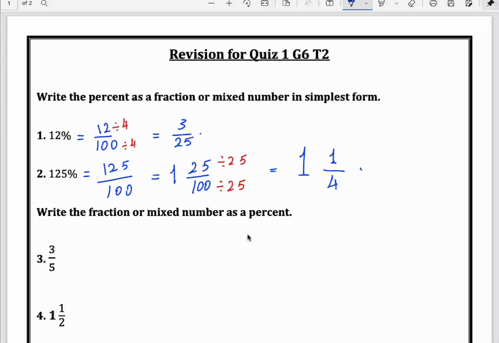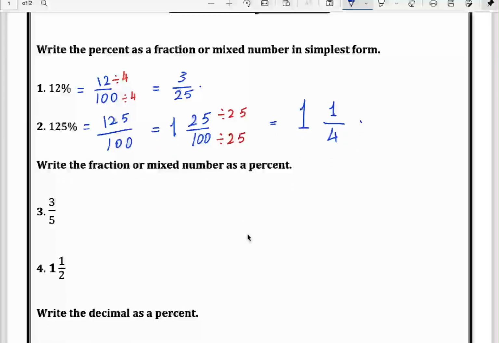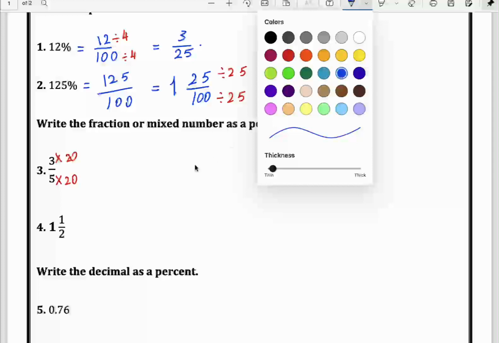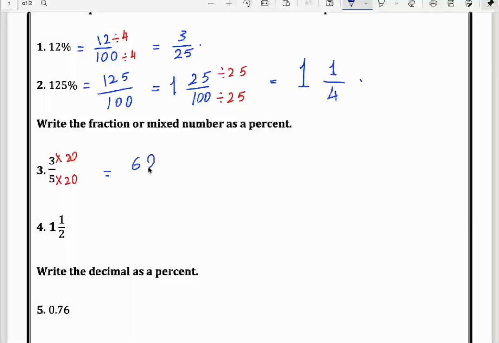In the next question, write the fraction or mixed number as a percent. And to do so, we need to make the denominator 100. We have here in the denominator 5. So to make it 100, we multiply by 20. Remember the table? I told you before the numbers that we multiply to get 100. Of these numbers, 5 times 20. So we do the same with the numerator. We multiply it by 20. 3 times 20 is 60. And 5 times 20 is 100.